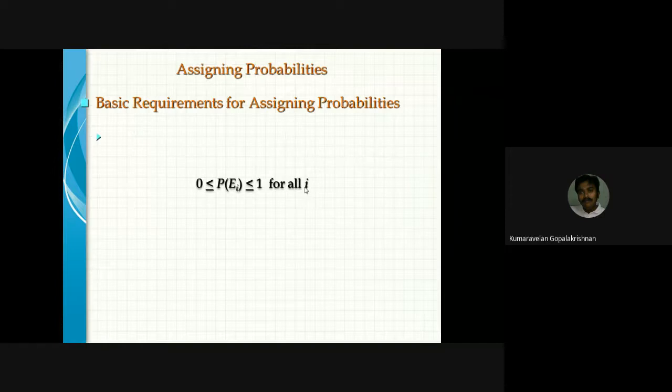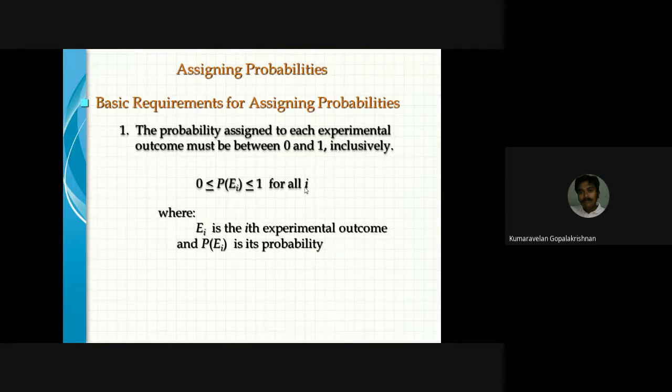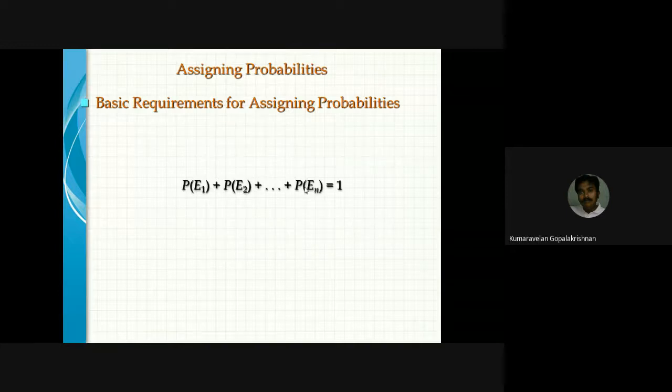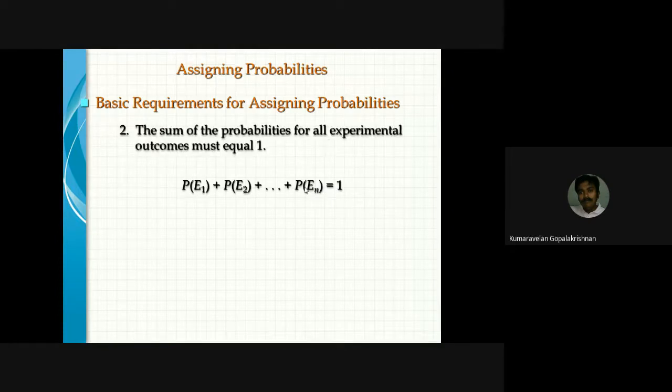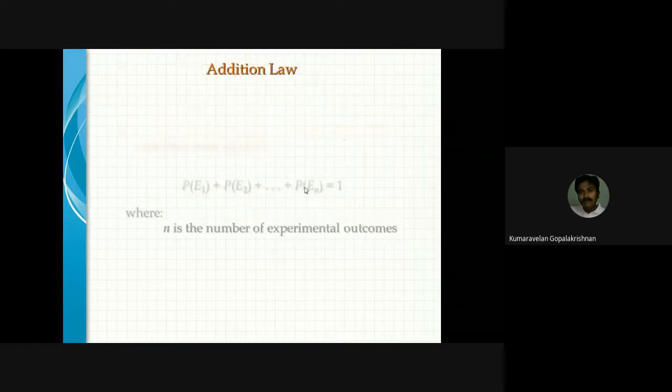The probability of an event, I said, should lie between 0 and 1. If you do the experimentation several times, and sum P of E1, P of E2, P of E3 and so on, it must always be equal to 1. That is the basic requirement of assigning probabilities to events. So the sum of the probabilities of all the experiment outcomes must equal 1. It should not be more than 1 or less than 0. Please take that to the core.